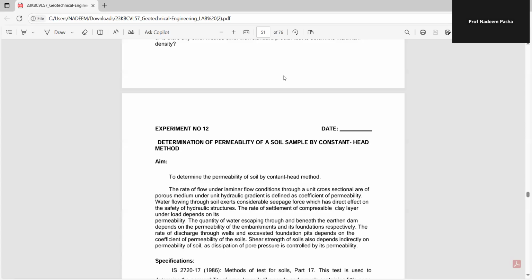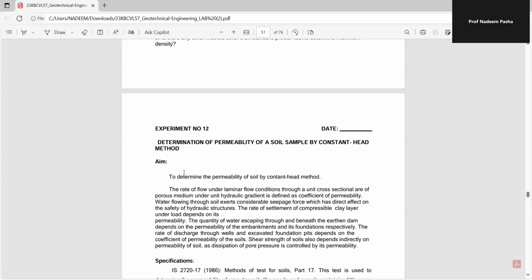Determination of permeability of soil sample by constant head method. To determine the permeability of soil by constant head method, the rate of flow under laminar flow condition through a unit cross-sectional area of porous medium under unit hydraulic gradient is defined as coefficient of permeability. So how are we defining permeability? The rate of flow under laminar flow.